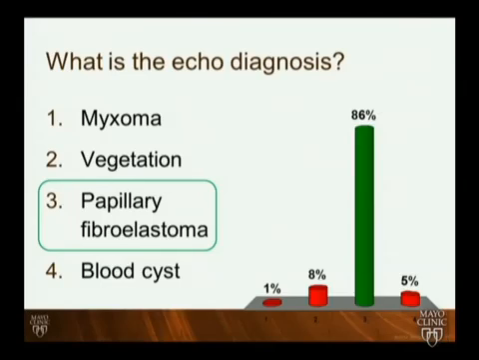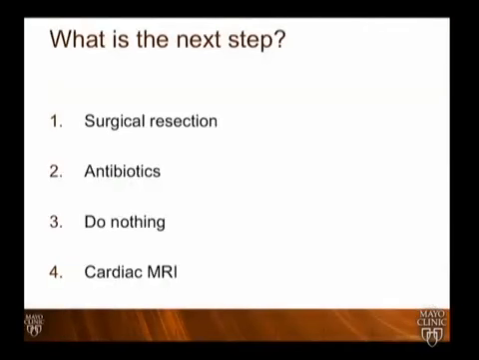So what is the next step? And Dr. Klarich covered this, so you can just answer quickly here. She had a TIA, it's on the mitral valve, so should we resect it? Should we give her antibiotics? Should we do nothing, or should we get an MRI?